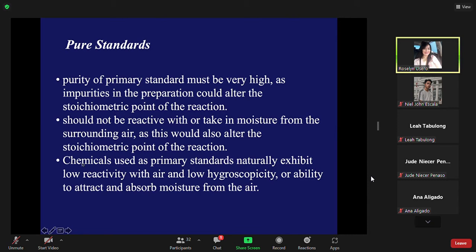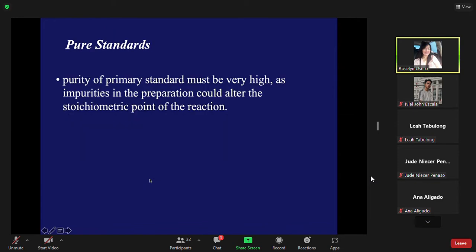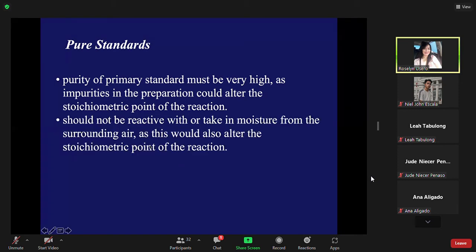So what happens if the primary standard you used is hygroscopic? You would generate erroneous results. So it should have low reactivity with air. Otherwise, you will not get the right result, because there is interference from moisture and the stoichiometric point of the reaction is altered. So that's the reason why we learn the different types of chemicals before anything else.